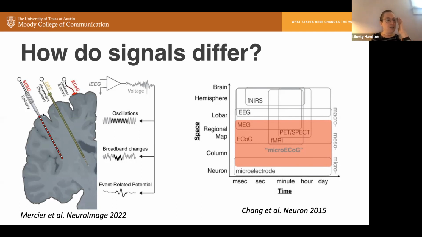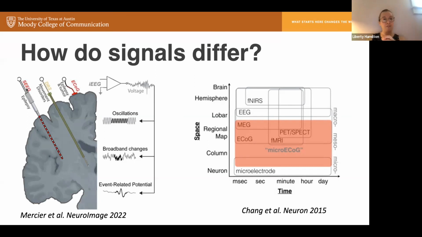And so you may come across data that includes stereo EEG electrodes, and what these are is depth electrodes, and I think somewhat confusingly named because when I see SEEG, you might think scalp EEG.